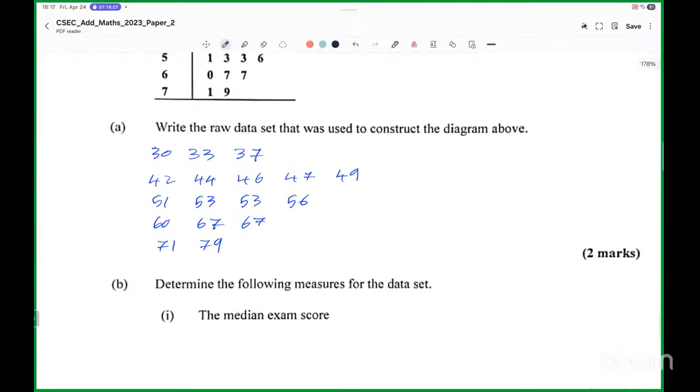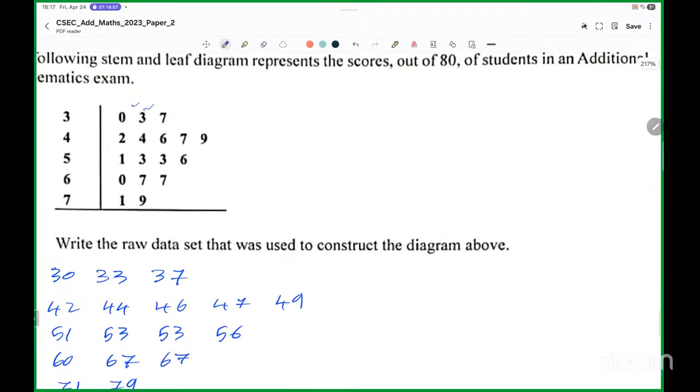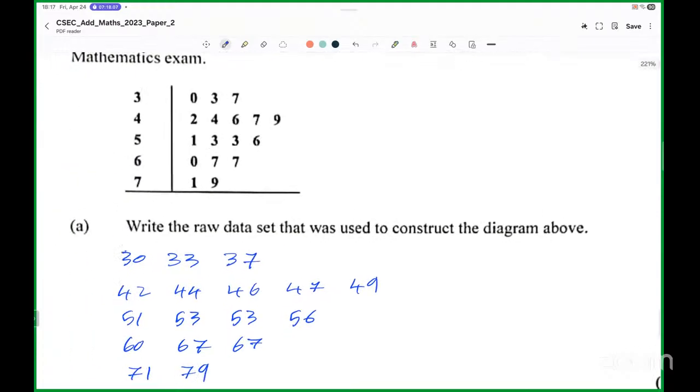But anyway, determine the following measures for the data. The median exam score, the median. Someone can do that for me. How many values are there? 1, 2, 3, up to 17. So if there are 17 values, then one of them is the median, the one in the middle. Taking out the median, you have 16 left, divided by 2, you have 8 and 8. So you have 8 below the median and 8 above the median. So the median has to be the 9th value. See that? So work out and tell me which one it is.